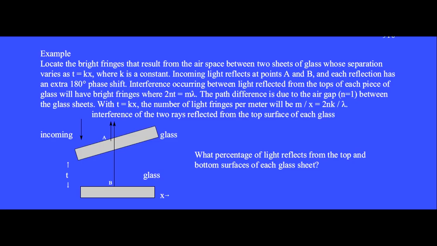In this example, the distance t between two sheets of glass grows linearly as t equals kx. The incoming light first reflects at point A and gets an extra 180-degree phase shift. The light that continues downward reflects at point B, and this also gets an extra 180-degree phase shift. With two such extra phase shifts, the equation for maxima remains 2nt equals m lambda. Substituting t equals kx, we solve for m over x equals 2nk over lambda. m over x is the number of bright fringes per meter.